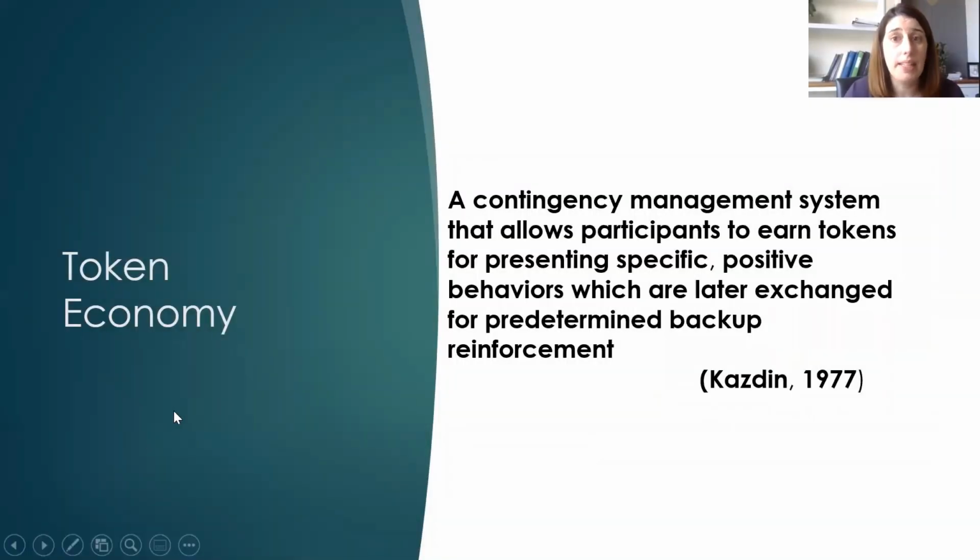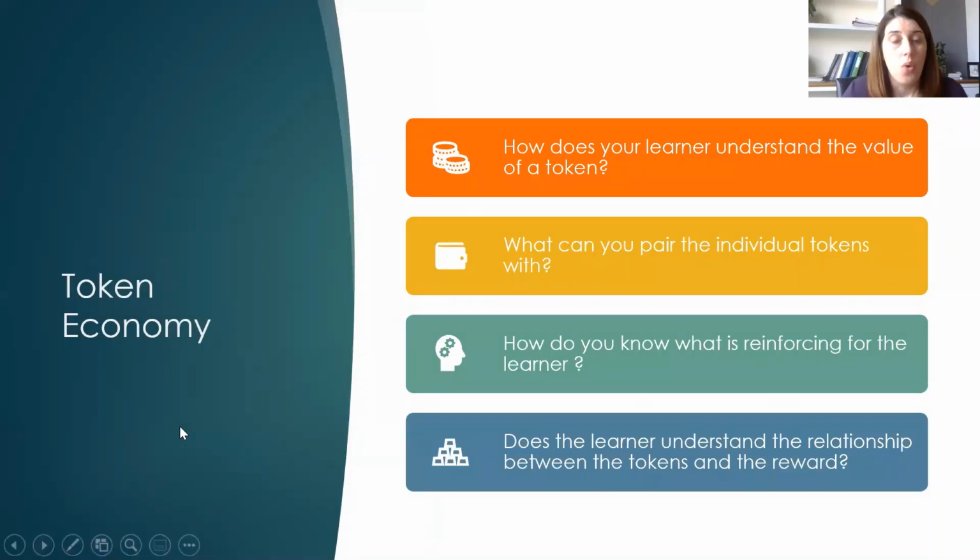A token economy is a contingency management system that allows participants to earn tokens for presenting specific positive behaviors, which are later exchanged for predetermined backup reinforcement. So how does the learner understand the value of that token? What do you pair the individual tokens with? And how do you know what's reinforcing for the learner? And do they understand the difference between tokens and the reward?